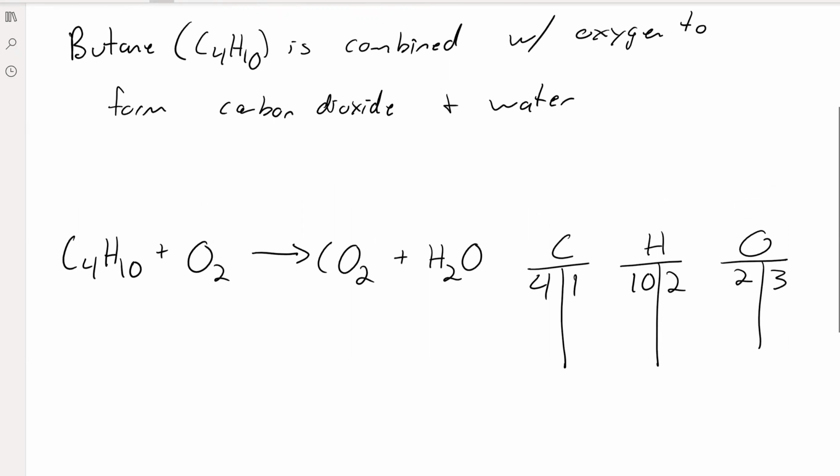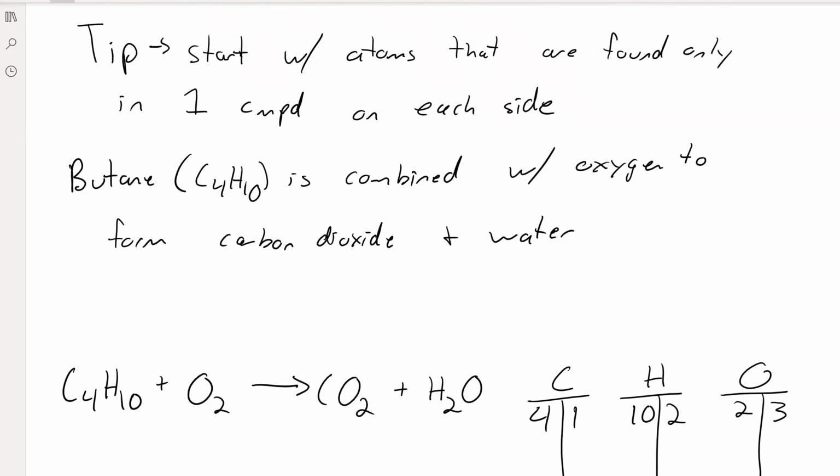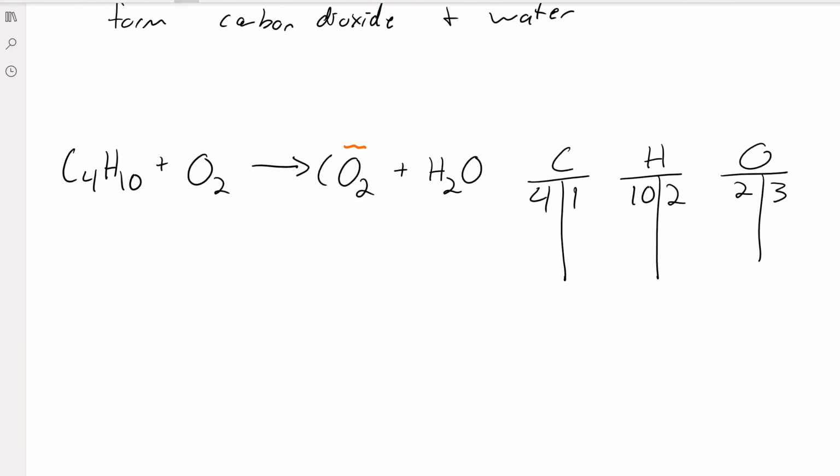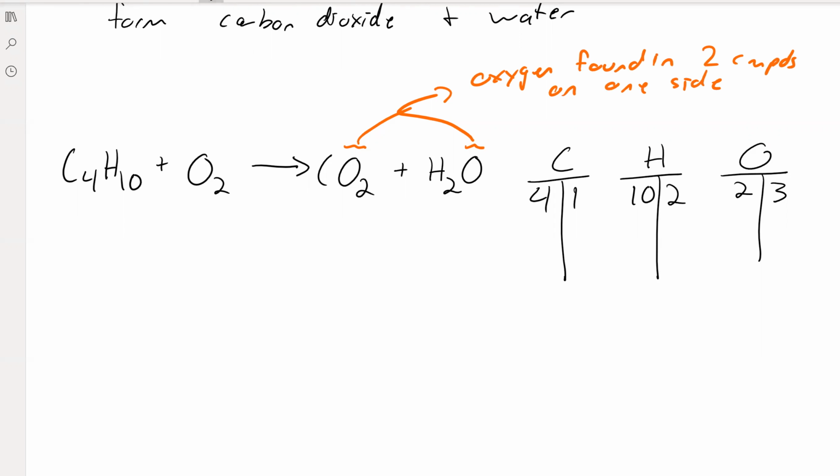So the question you might think about is where to start. Again, my tip is to start with atoms that are only found in one compound on each side. For example, here oxygen is found in 2 compounds on one side, so that's the hint: don't start with that one. Start with carbon or hydrogen. If you start with oxygen, it's going to be more complicated than it needs to be, because you're not going to know which oxygen to grab more from.